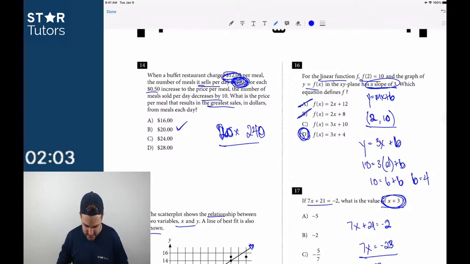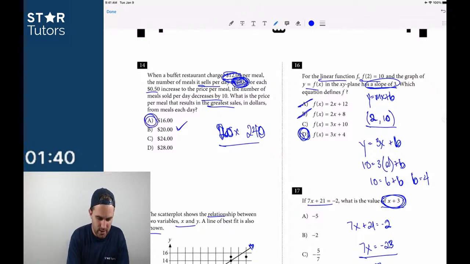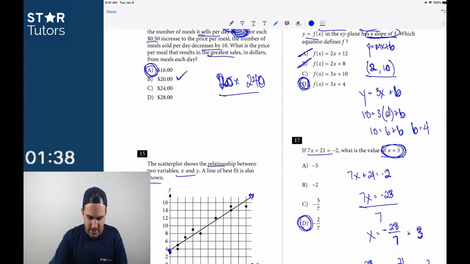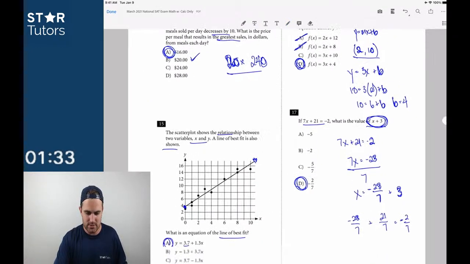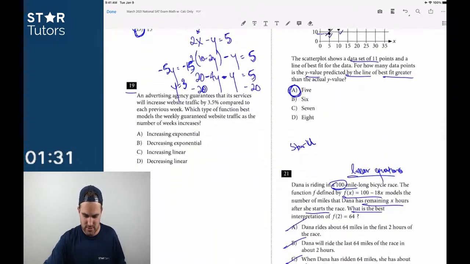So I think it's got to be 16. That would be 80 meals, so times 160 is, whoa, no. 50 cent increases, that's 8. What am I doing? 8 times 10, yeah. That's 320. 320 times 16 is 5120, yeah, so it's got to be A. So this is an optimization problem that is going to cost me because I spent too much time going through it. Come on. Nah, my iPad's not doing it.